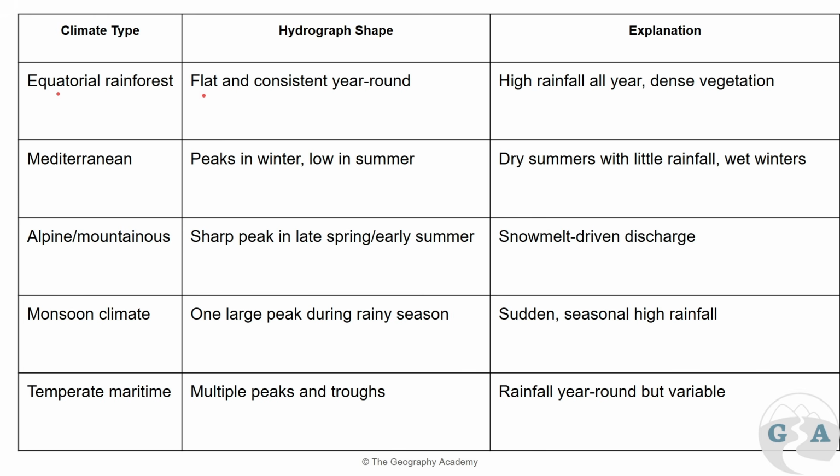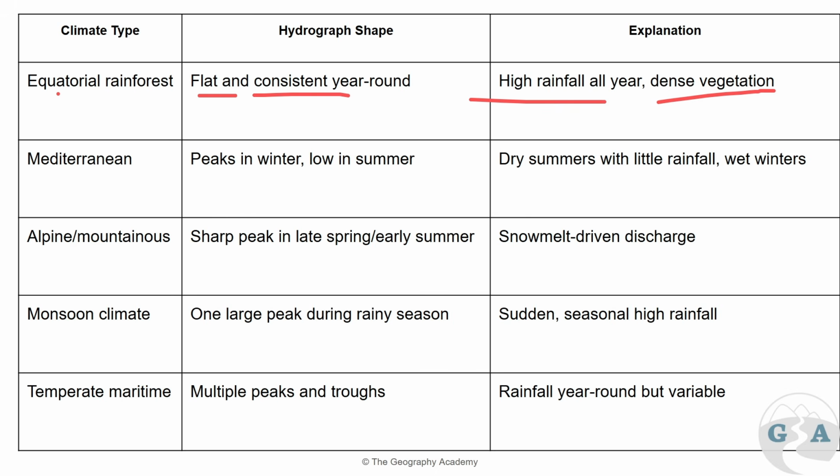Equatorial rainforest is going to have a hydrograph that's quite flat and consistent because it rains all year round and the vegetation is there all year round, which means it can control the rates. The only thing that can change that then is any of the permanent changes that humans can make or any environmental damages or hazards. Mediterranean, we see higher hydrographs in the winter and low in the summer.